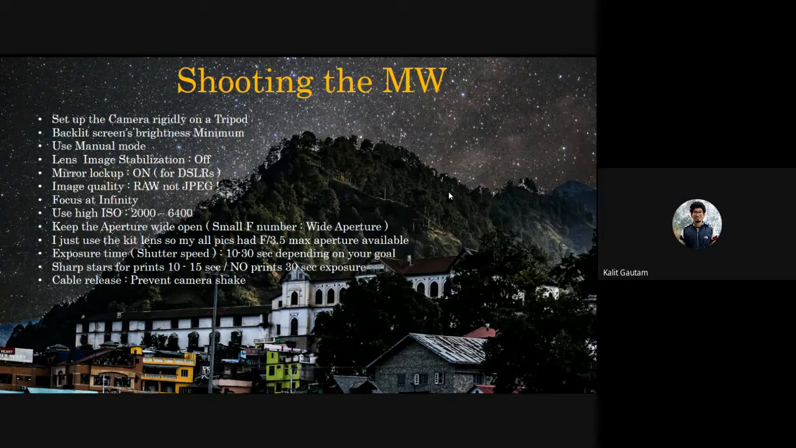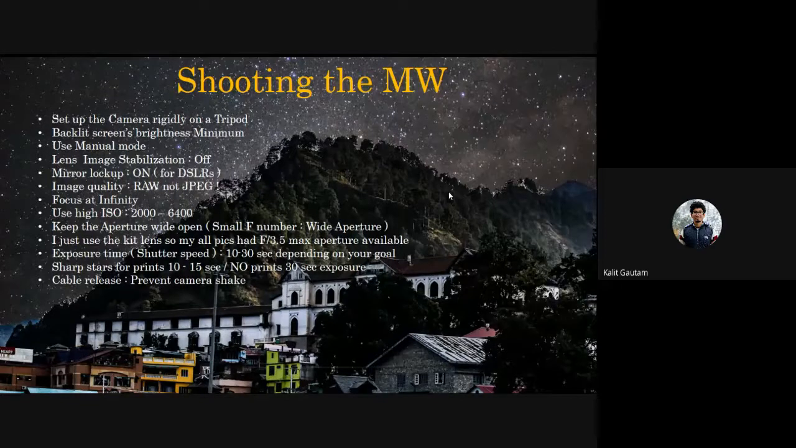Now in the next point I have written, if you want sharper stars, if you want to get your photo printed or framed on a wall, then you have to use a shutter speed of around 10 to 15 seconds. And if you don't want any prints, if you just want a very bright and nice looking image, but you don't want to zoom in on it or print it, then you can go for a 30-second long exposure.